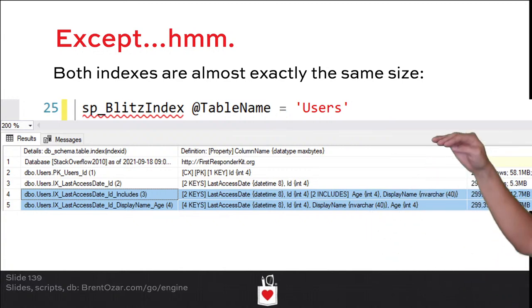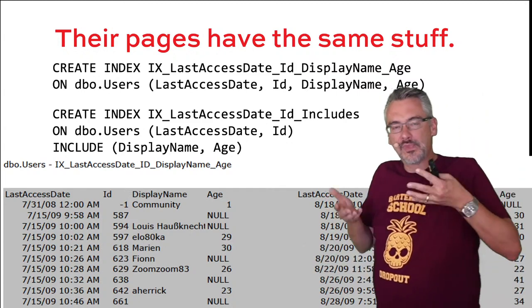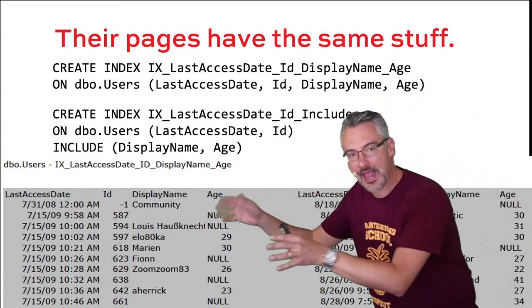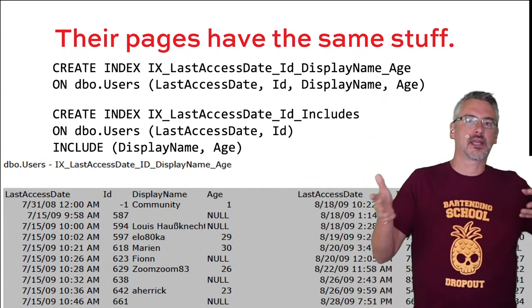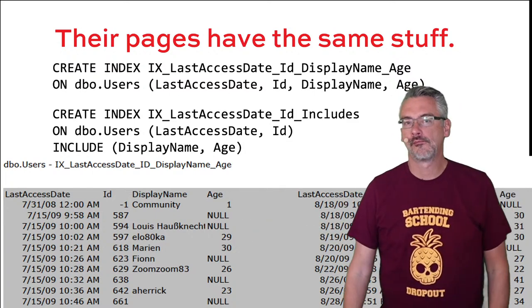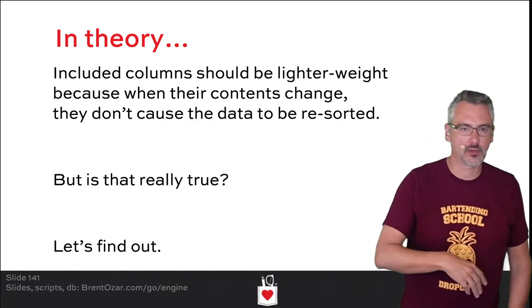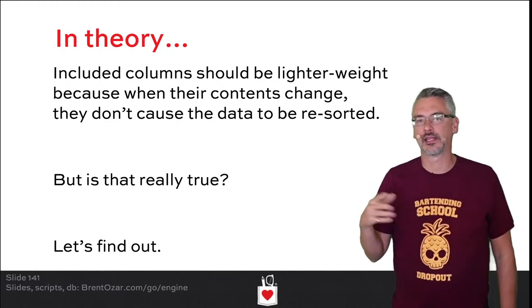Here's the one that has them in the key. Here's the one that has them in the includes. The size is the same, because they're 8K pages that have the same stuff on them. If I'm going to include columns, they have to be put on the 8K page. It doesn't really make a difference whether those columns are sorted or not. Now, yes, when things get really large, it does start to make an extremely small difference, but we're talking about less than 1%.